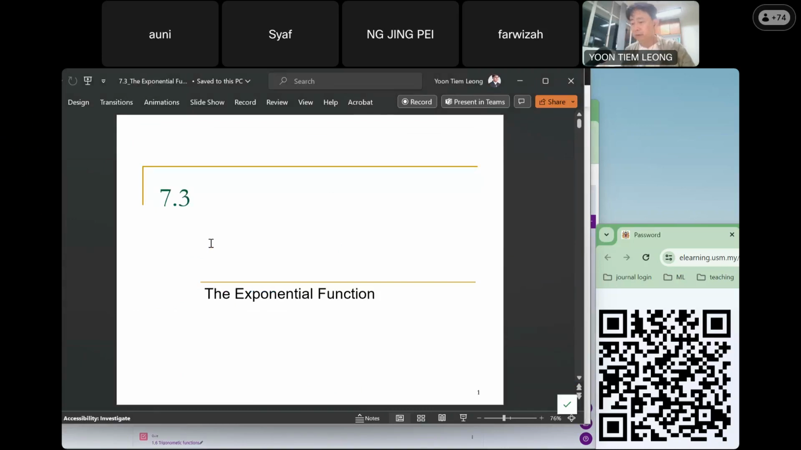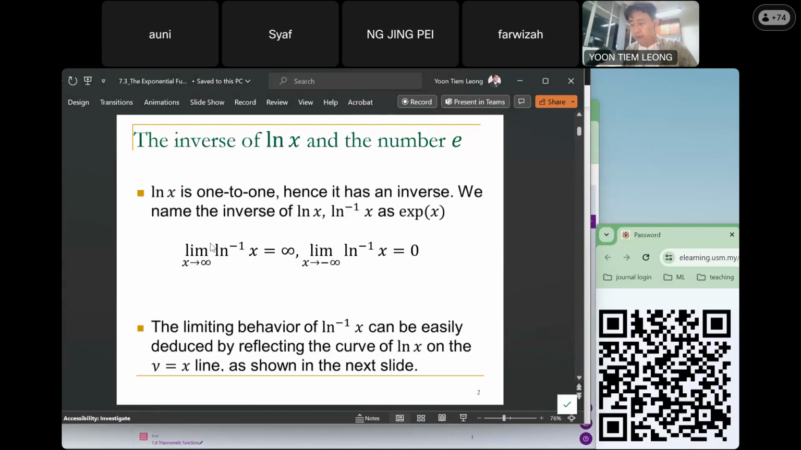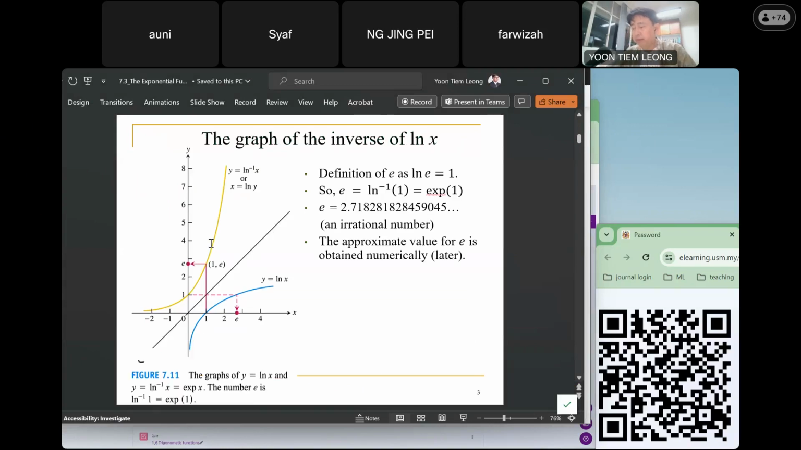So this is the topic of exponential function. The exponential function is defined as the inverse of the logarithmic function. So you look at this logarithmic function. This blue line is the logarithmic function, which we mentioned this morning.